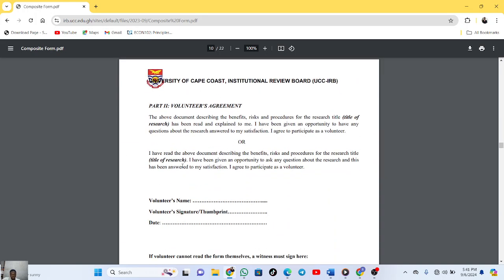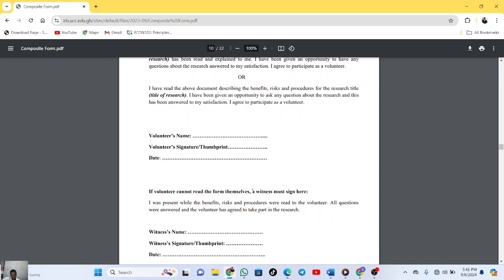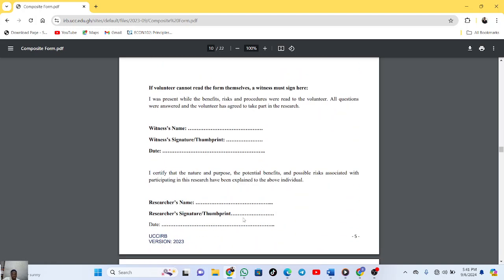Right. So the next part of the informed consent for adults is the volunteer's agreement. You have to copy this and paste it in your work, and then you fill in your title over here. And you bring this one as well. So whoever agrees to take part in the study will have to provide his or her details over here. If the person cannot read for themselves, a witness must sign here. So we also repeat this in the work and give this one to the one who is witnessing for the one participating in the study.